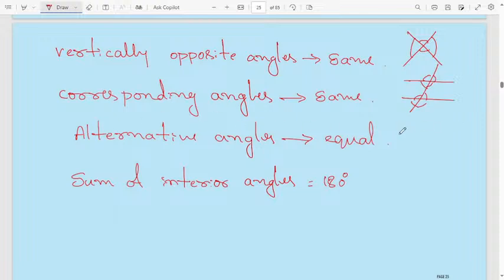Then alternative angles will be in the form of a Z format. Remember, this angle will be equal to this angle. Alternative angles, corresponding angles, vertically opposite angles, all are equal. These properties we will use when we solve problems based on lines and angles.